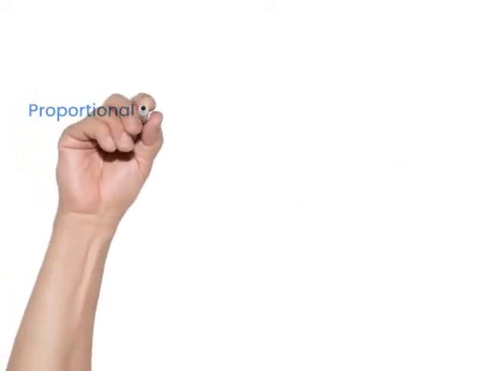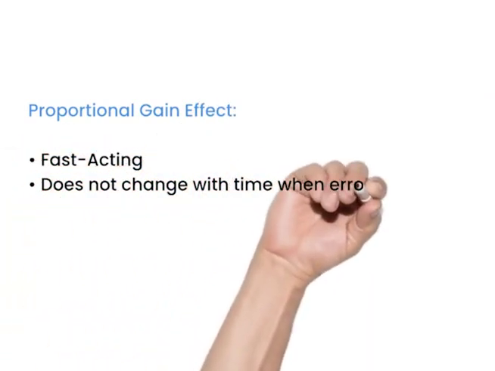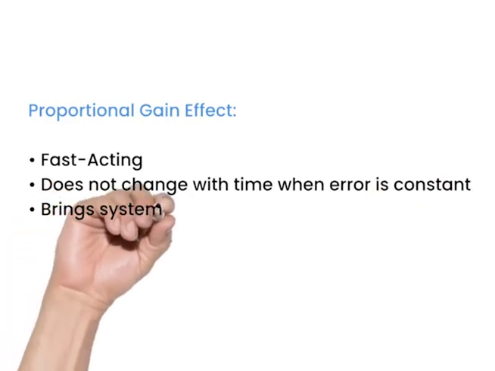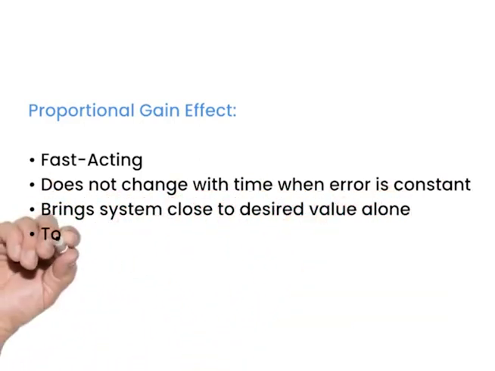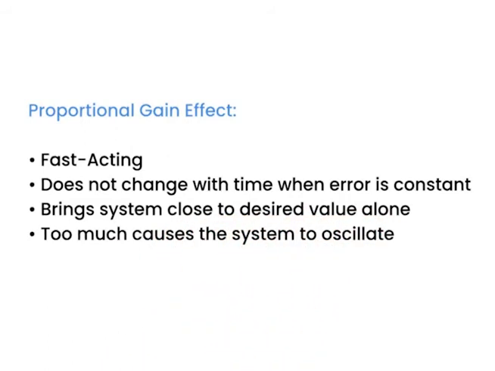The proportional gain is fast acting, and it doesn't change with time when the error is constant. The proportional gain alone brings the system close to the desired value, but the proportional control limits the amount of fluctuation of the temperature around the set point value as the controller stabilizes. However, if the proportional control is used alone after the temperature is stabilized, then the actual temperature approaches the set point but never quite reaches it. Too much proportional gain causes the system to oscillate, going above and below the set point.